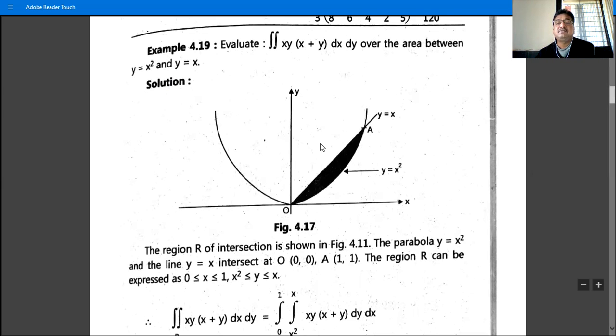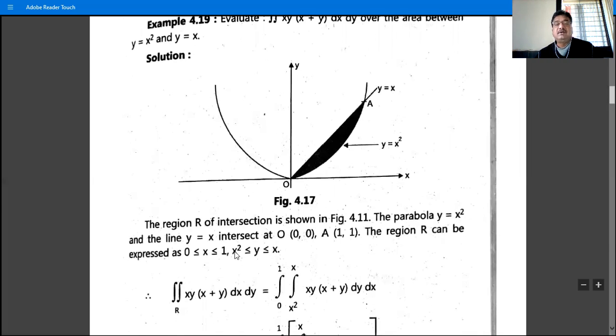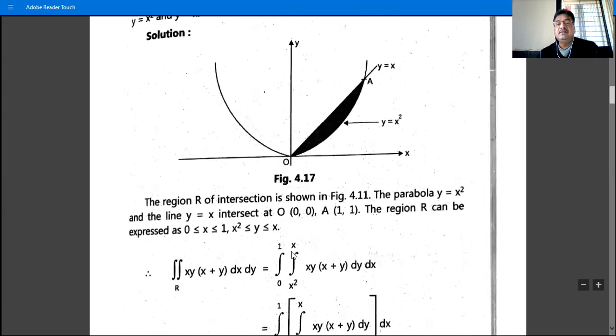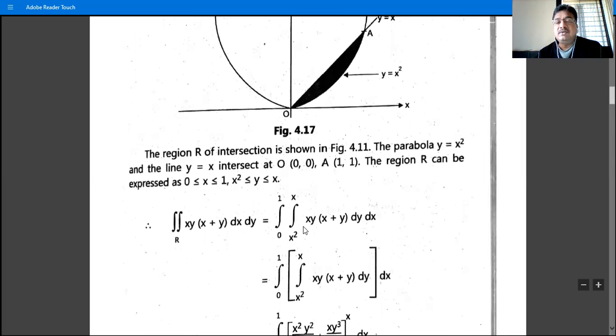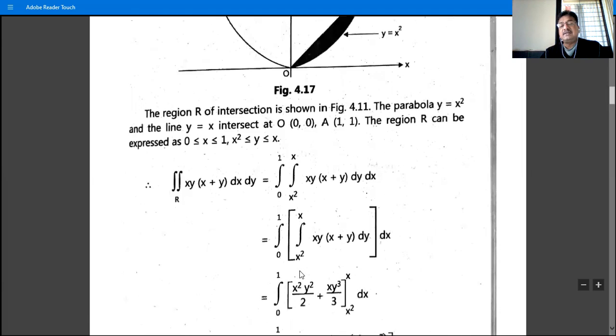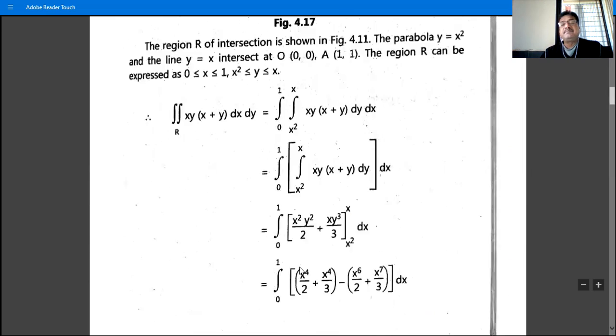This parabola represents y is equal to x square, and this is the area bounded by these two curves. And we have to integrate over this area. So write the double integration over region R, denote this region as R, of (x plus y) dx dy is equal to... Now we can integrate first with respect to y, as well as with respect to x first.